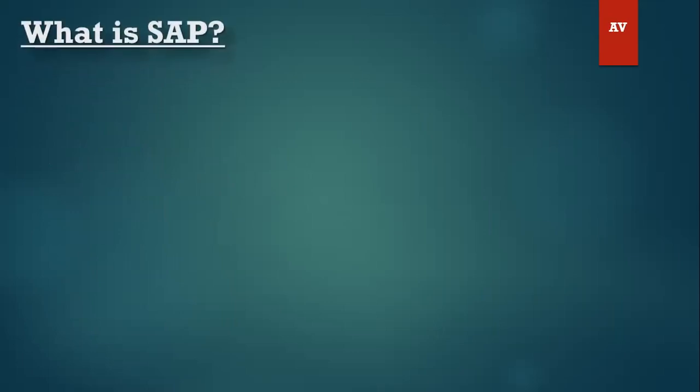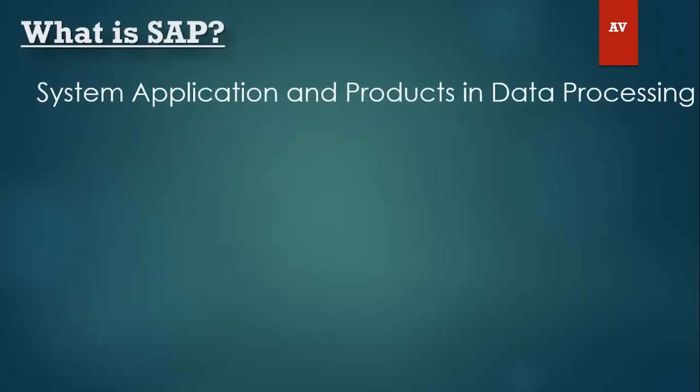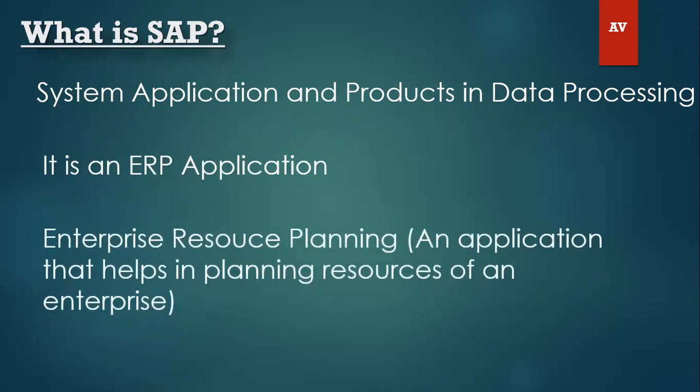So what is SAP? SAP is basically an abbreviation. Its full form is System Application and Products in Data Processing. It is an ERP application. What do you mean by ERP? ERP is Enterprise Resource Planning. So SAP is basically an application that helps in planning the resources of an enterprise.